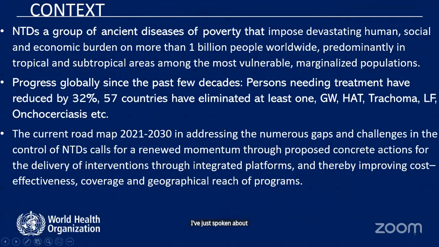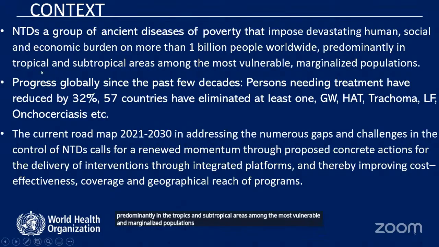So just some context. When you talk about neglected tropical diseases, or NTDs for short, these are a group of diseases of poverty that impose a devastating human, social, and economic burden on more than 1 billion people worldwide, predominantly in the tropical and subtropical areas, among the most vulnerable and marginalized populations.